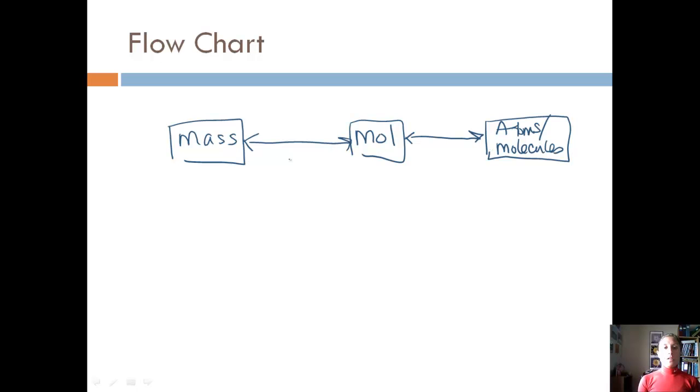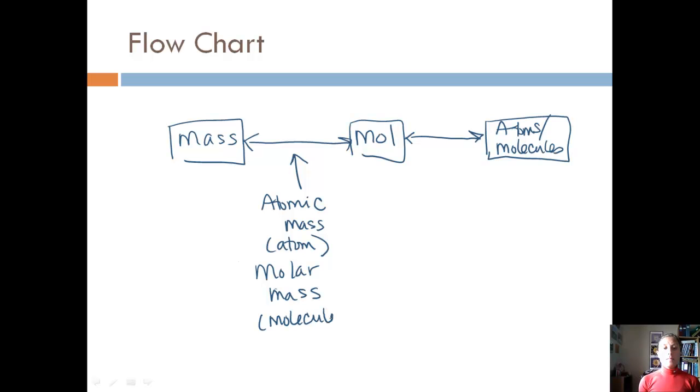Alright, well, to go between mass and moles, we need to use either atomic mass, if it's an atom, or molar mass, if it's a molecule. Okay, remember we're finding this information on the periodic table, or we're adding up atomic masses together to get molar mass. To go from moles to atoms or molecules, we're going to use what we talked about in the last section, Avogadro's number.